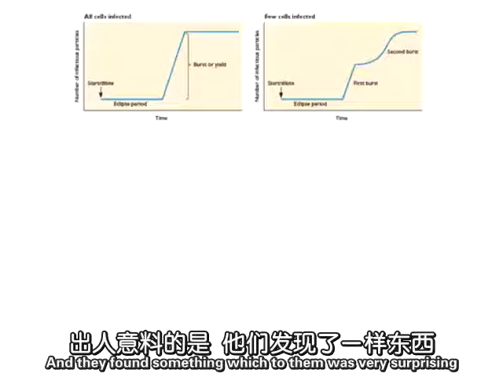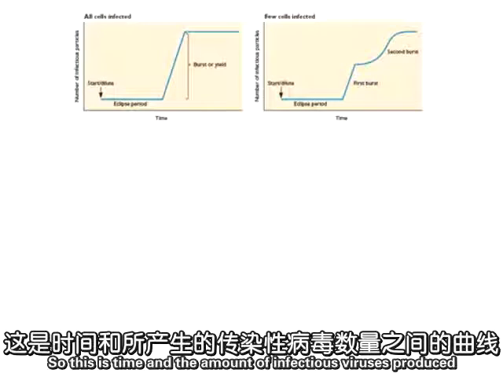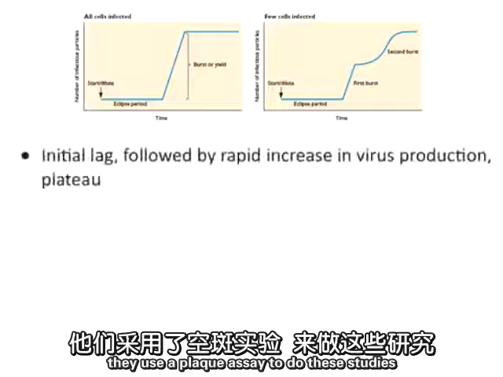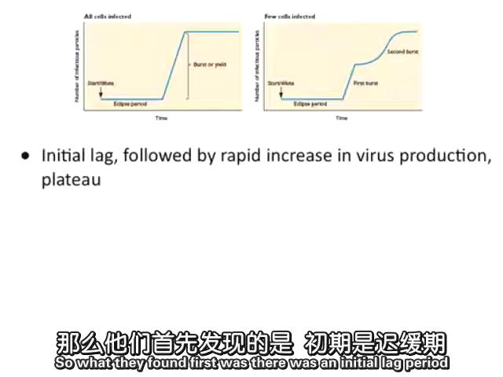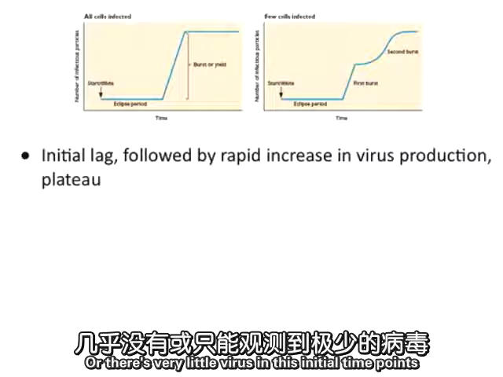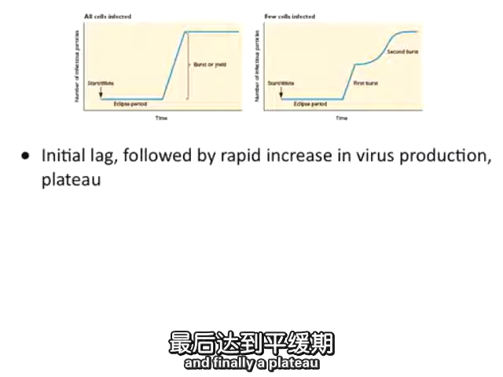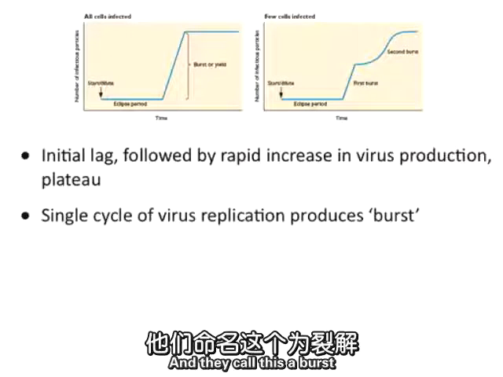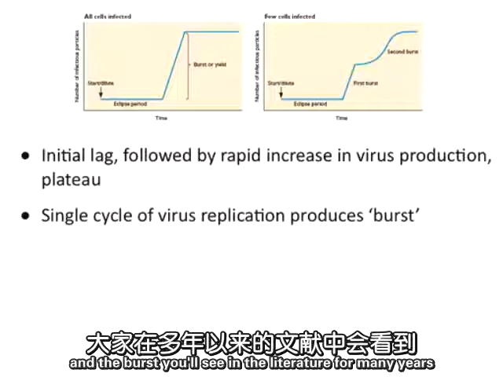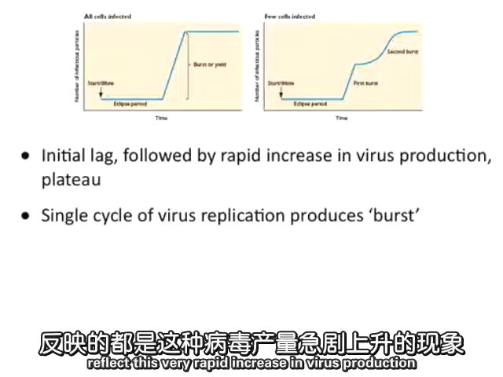And they found something which to them was very surprising. On the upper left, what they found was this curve here. So this is time and the amount of infectious viruses produced. And they use a plaque assay to do these studies. So what they found first is there was an initial lag period. No virus could be detected, or very little virus in these initial time points. And then there was a rapid increase in virus production, and finally a plateau. And they called this a burst. And the burst, you'll see in the literature for many years, the burst experiments reflect this very rapid increase in virus production.